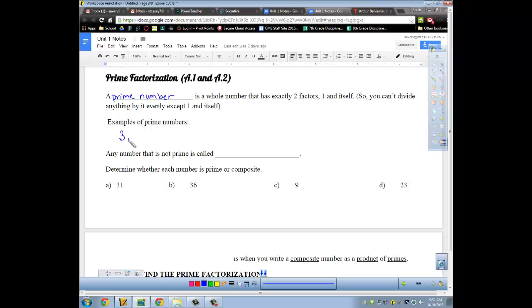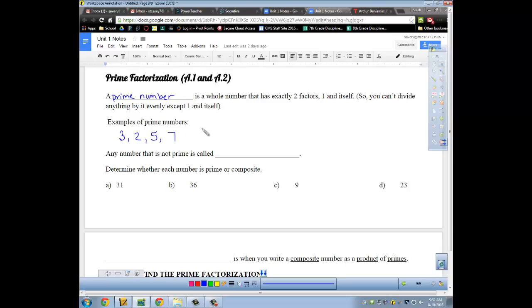Some other examples might be 2, because you can only divide by 1 and 2. So just because it's even doesn't mean that it isn't prime. 5, because you can only divide by 1 and 5. 7 is an example. And so the list goes on forever.